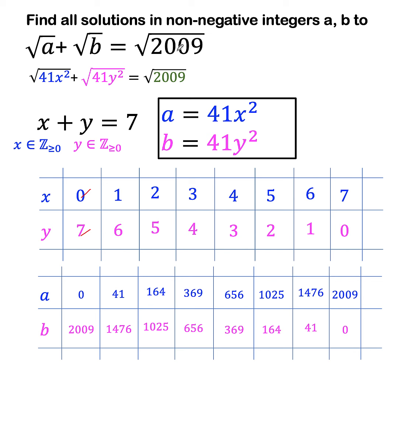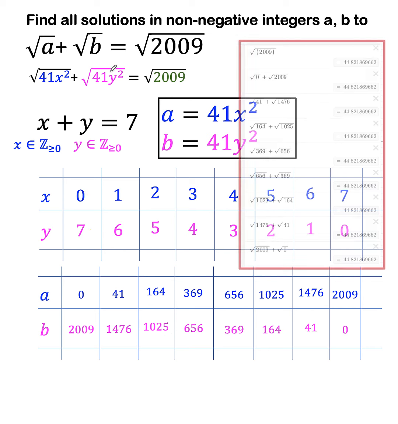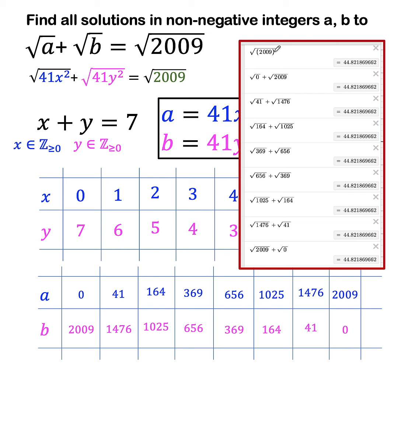But as I have said, since we square both sides of the equation, it's possible that we introduce extraneous roots. So we are going to test each of these ordered pairs in the original equation. To check them all, here is the result computed using the Desmos graphing calculator. The square root of 2009 is approximately 44.82. Then we substitute a equals 0 and b equals 2009. The result is equal to the square root of 2009. So the first ordered pair is correct. For the second ordered pair, 41 and 1476, again, the square root of 41 plus the square root of 1476 is equal to the square root of 2009. So the second ordered pair is correct. In fact, all these 8 ordered pairs are verified to be correct solutions to the given equation. And so we verified that our answer is correct.